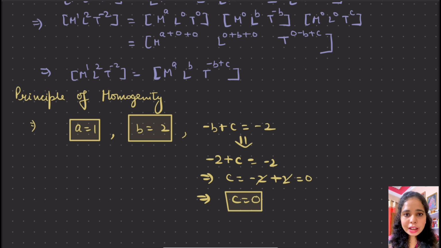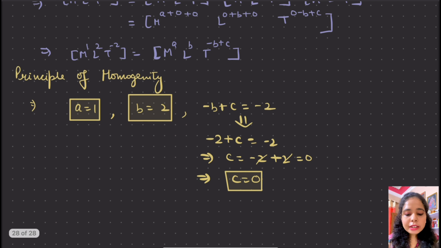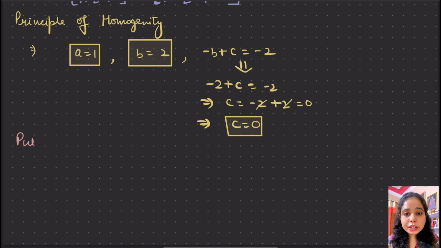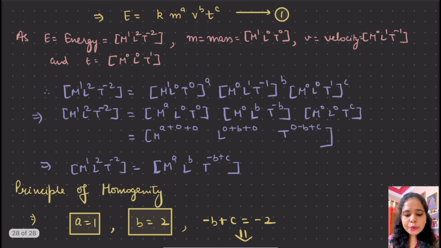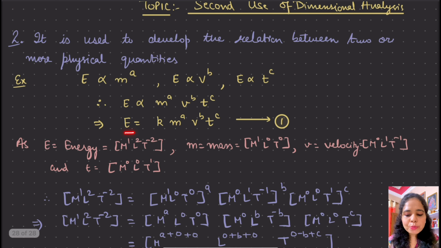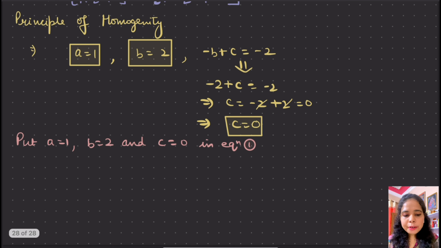As we have determined the values of a, b and c, we will put them in equation number 1, which we have built for the energy. That is the equation which is representing the formula for energy. That is, we have a is equal to 1, b is equal to 2 and c is equal to 0, and we are going to put them in equation number 1, which is E is equal to k m raised to power a, v raised to power b, t raised to power c. So we can write it as E is equal to k m raised to power 1, v raised to power 2 and t raised to power 0. And for anything raised to power 0, we have the value 1. So t raised to power 0 will turn out to be 1.